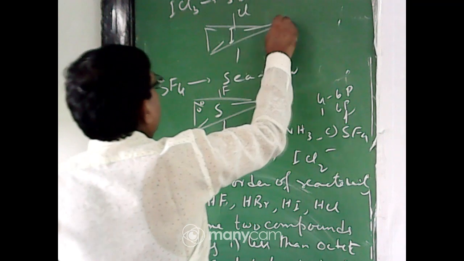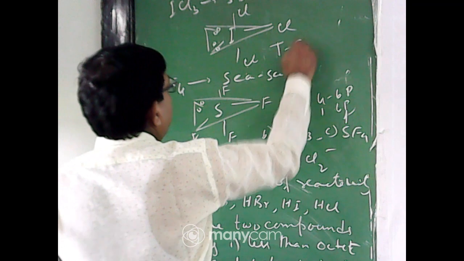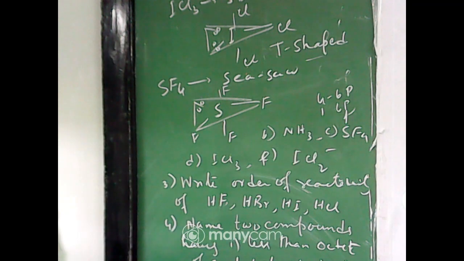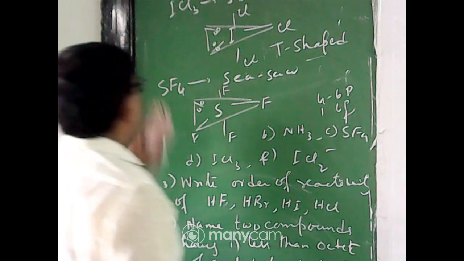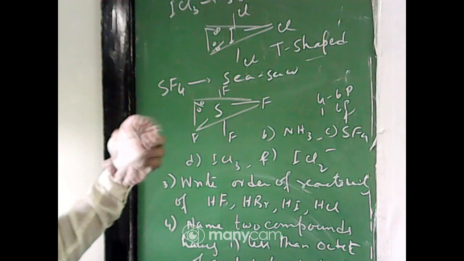Here Cl, here Cl, here Cl, and these are lone pairs. This is called T-shaped. So the shape will be T-shaped due to the presence of 2 lone pairs and 3 bond pairs. Hello students, any problem? It is just a revision of the chapter.